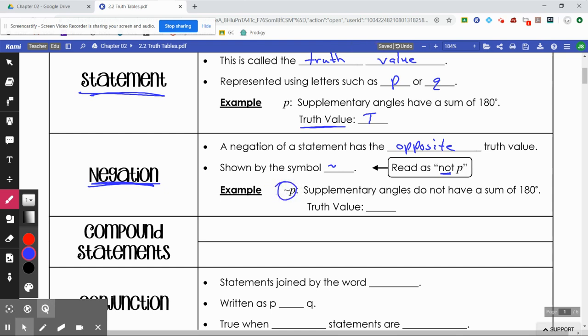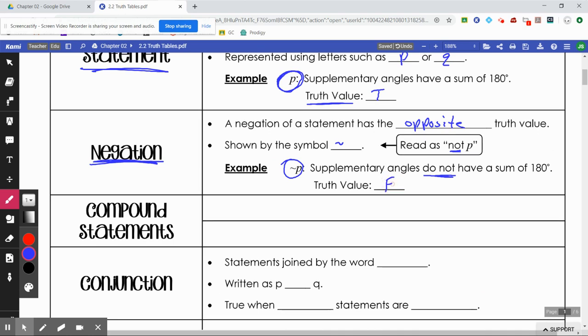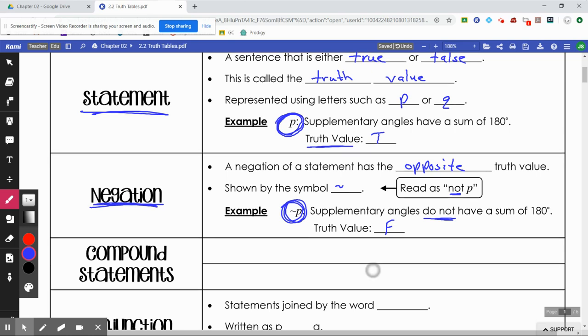not P. So if we go back and talk about our statement up here, supplementary angles have a sum of 180, the negation of that, you can think of it as being like an opposite of that, would be supplementary angles do not have a sum of 180. And the truth value of that would be false, because we know that they do have a sum of 180. So again, a statement and its negation, or a statement and its not, will always have opposite truth values.